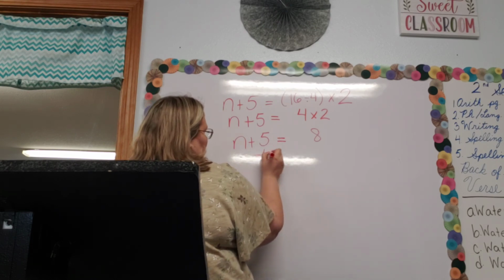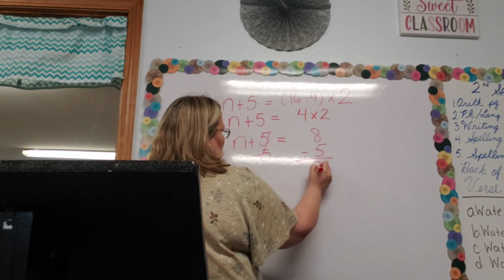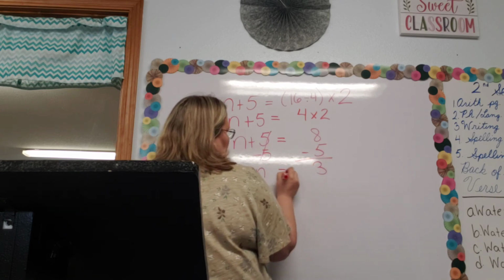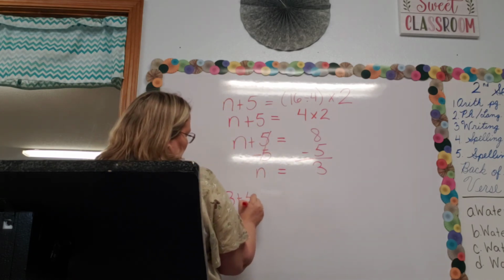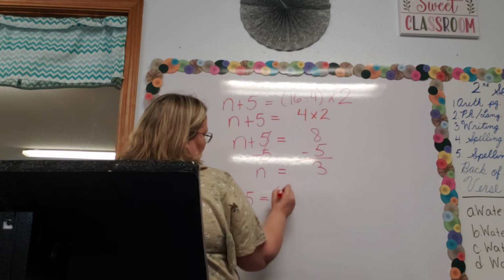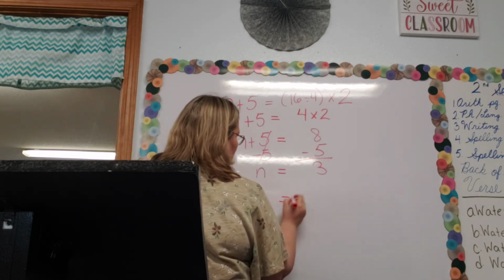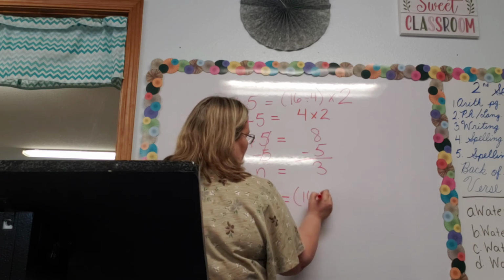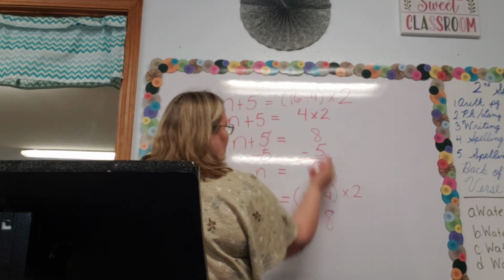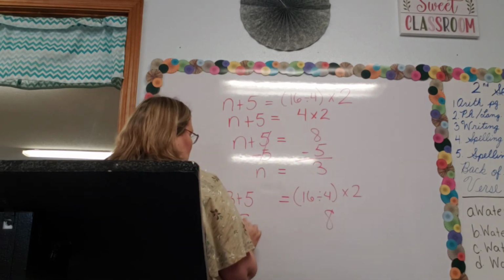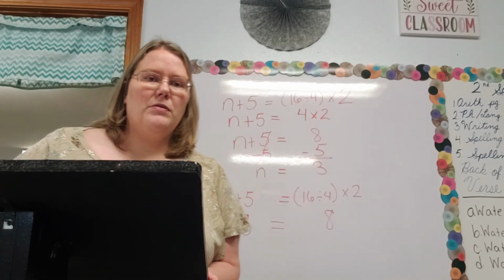Okay, we do the opposite, so we get rid of that. So n equals 3. Then we're going to plug 3 in. 3 plus 5 equals parentheses. Let me line this up a little bit more. 16 divided by 4 times 2. And we know this is 8 because we've done it here. And this is 8. So then we've checked our problem. Okay, I hope you're able to see that.